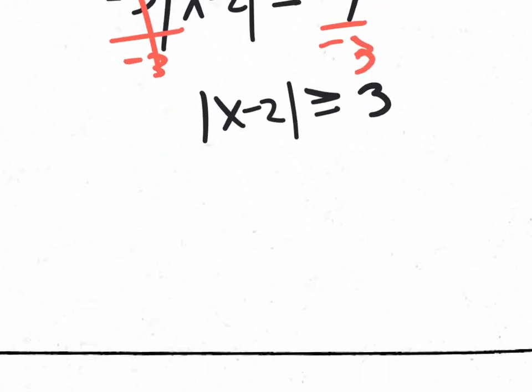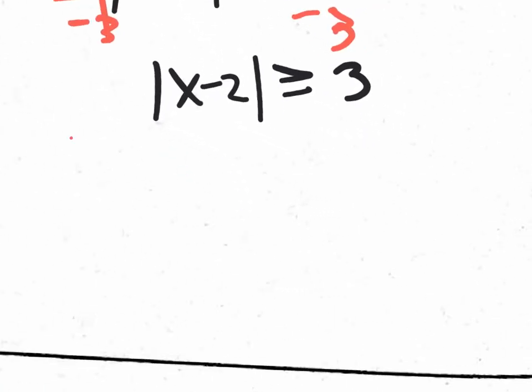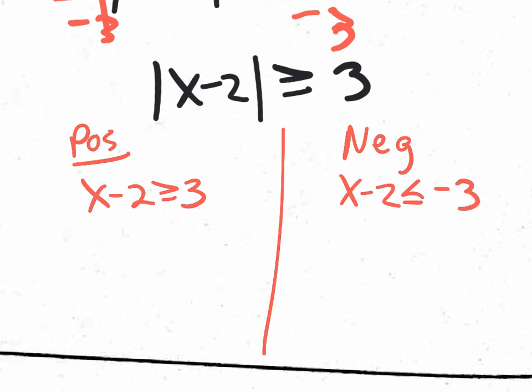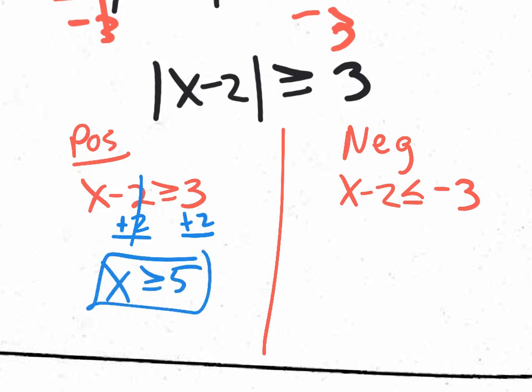Now that you have it isolated, now you need to do your positive and negative situations. The positive situation is writing it exactly the way it is without the absolute value. And the negative situation is the same thing, x minus 2, but instead of a greater than or equal to, you have to flip the inequality and change the sign of the right side. So you solve both. You go plus 2, plus 2. You're going to end up with x is greater than or equal to 5. That could be one answer. And then plus 2, x is less than or equal to negative 1.